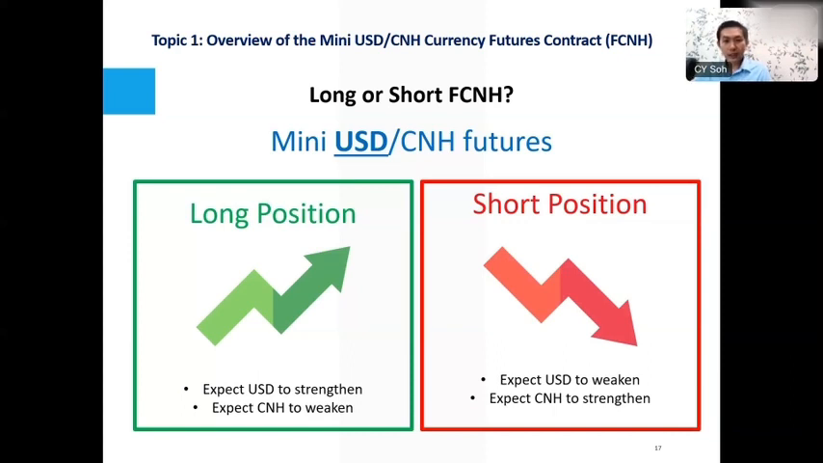So in short, when you take a long or short position, a quick rule of thumb is that you always refer to the first base currency code. When you long, it means you expect US dollar to go up. When you short, it means you expect US dollar to come down. Very simple, right?